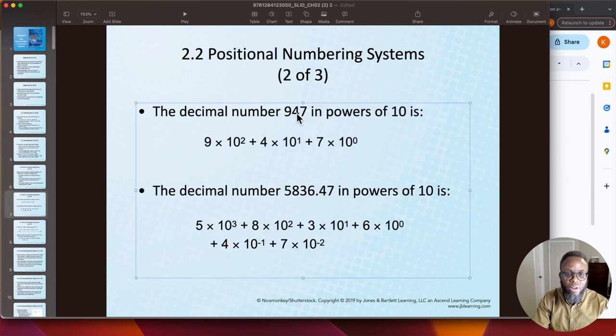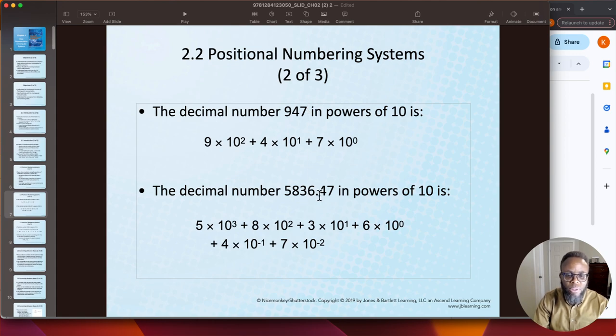If you take the number 947, for example, right? 947 is 9 times 10 to the 2. 10 to the 2 is 100. Okay, so 9 times 10 to the 2. The 2 represents these two positions. Plus 4 times 10 to the 1. And plus 7 times 10 to the 0.